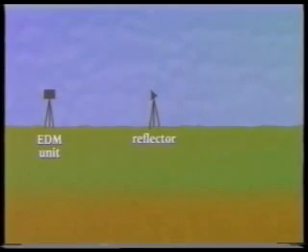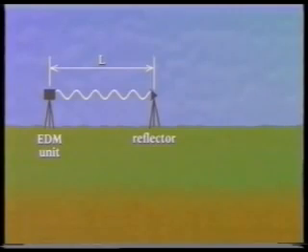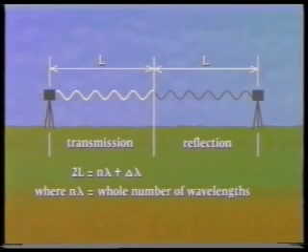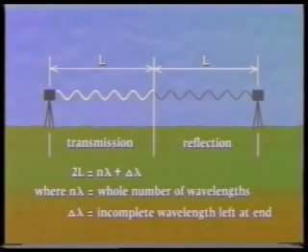The instrument measures the distance between the EDM unit and the reflector like this. When the transmitter is activated, it sends an electromagnetic wave towards the reflector, where part of it is reflected back to the receiver. If the transmission and reflection stages are opened out like this, then L is given by 2L equals n lambda plus delta lambda, where n lambda is the whole number of wavelengths travelled by the wave, and delta lambda is the incomplete wavelength left at the end.